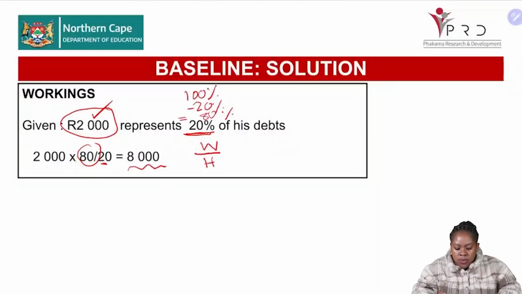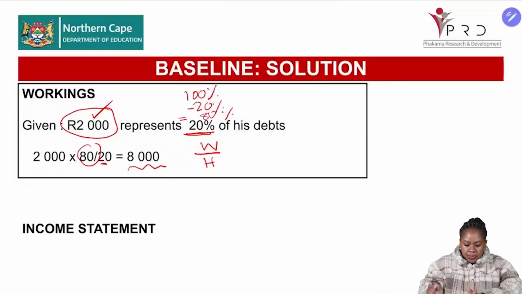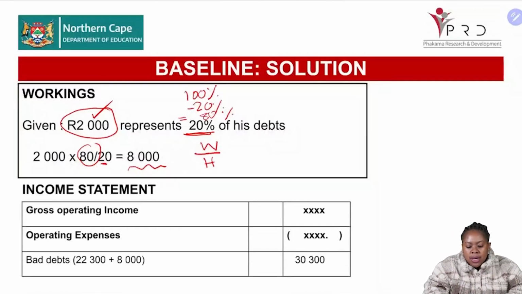Now how do I record this? This transaction involves two accounts. You are taking the money out of the debtors control. So where is our debtors control? Our debtors control is in our trade and other receivables. So you are going to say the debtors control amount, trade debtors.